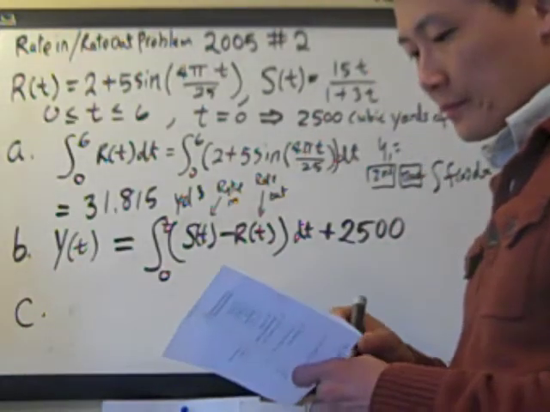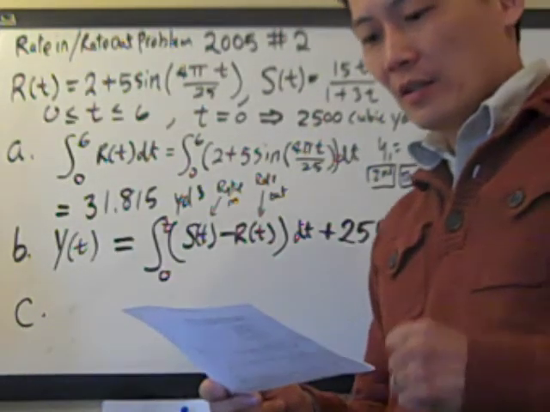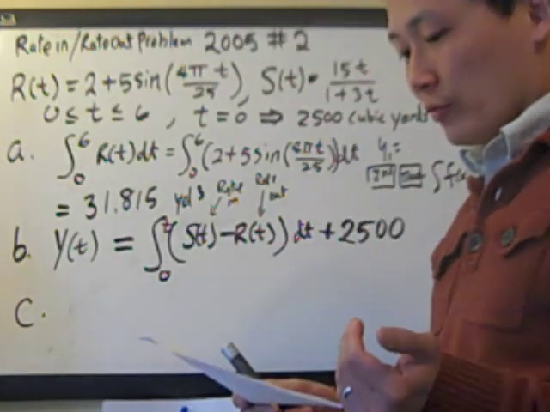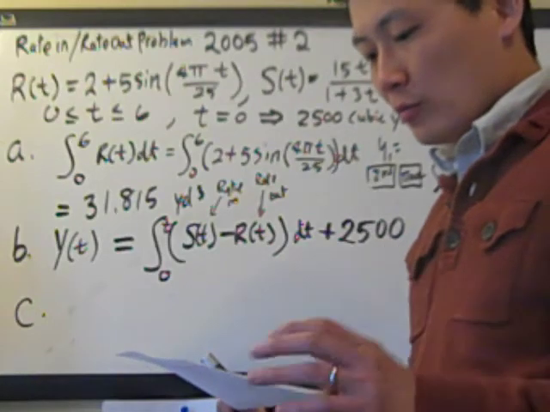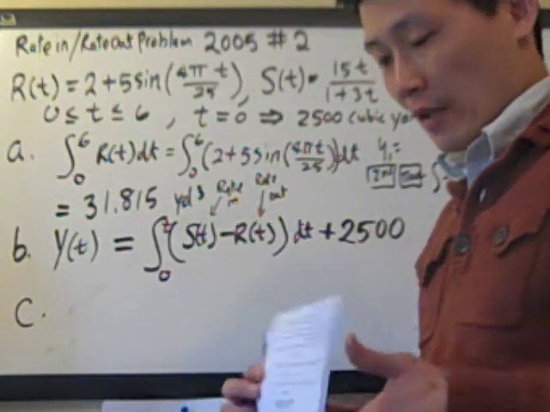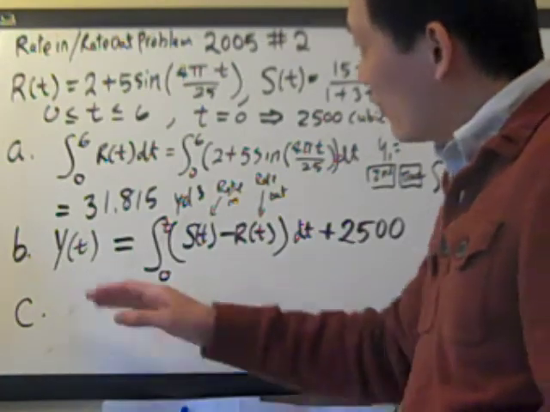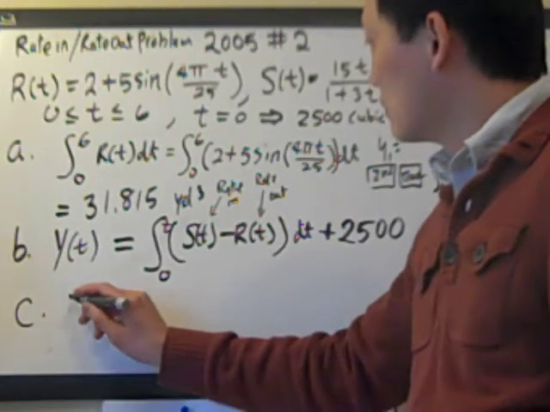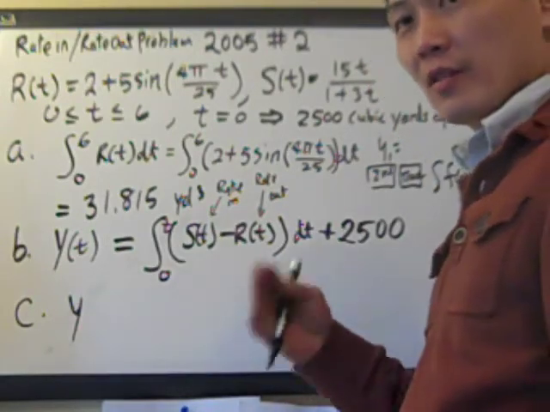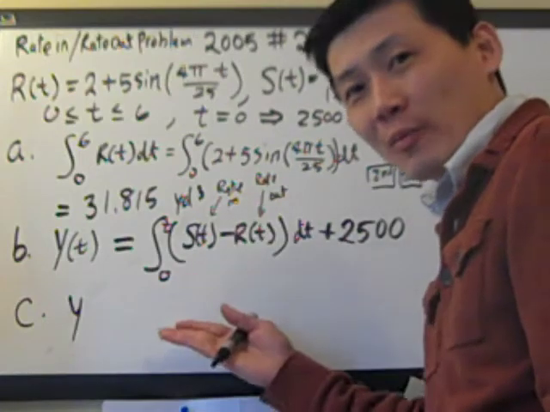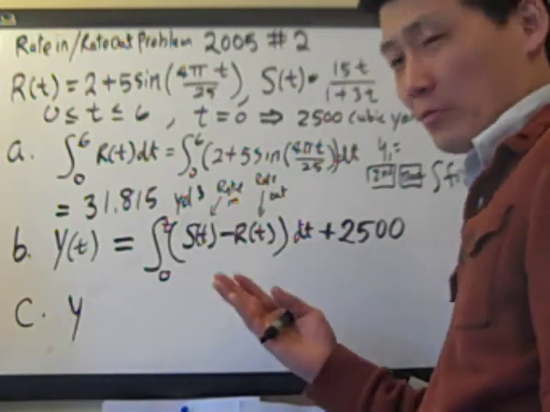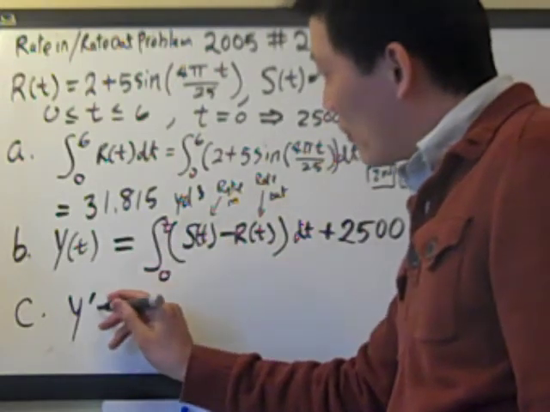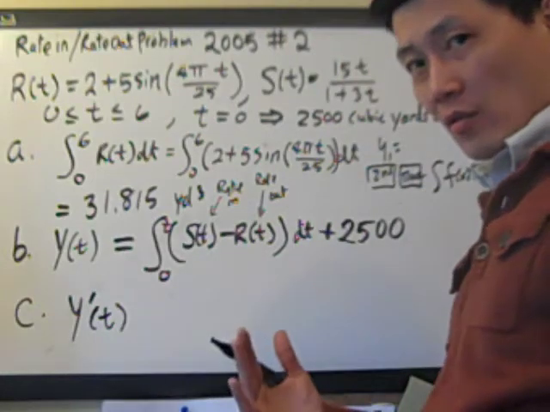Part C. Now here it says we want to find the rate at which the total amount of sand is changing at t equal to 4. Find the rate. Now, if this is the actual amount of sand, the rate of change is of sand, right? And so this problem, in a sense, is going backward. We should have done this problem first. But we have to do whatever they're telling us. So in this case, this is y prime of t. So this is the actual rate of change of sand.